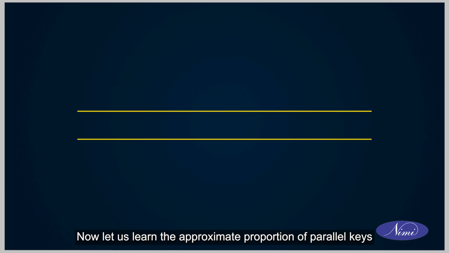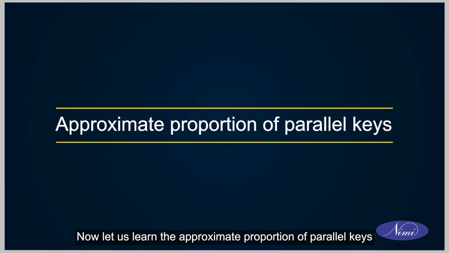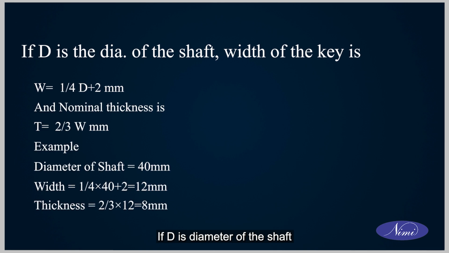Now, let us learn the approximate proportion of parallel keys. If D is diameter of the shaft, width of the key is W, which is equal to 1/4 of diameter plus 2 mm, and nominal thickness is T, which is equal to 2/3 of width mm.